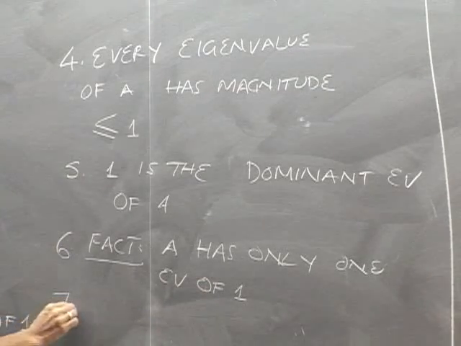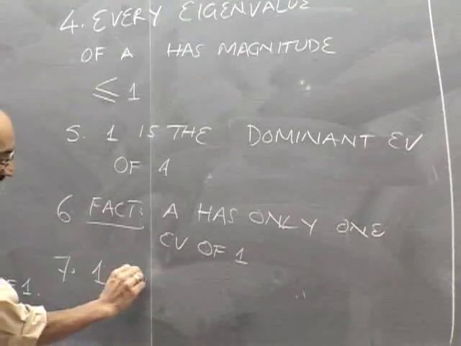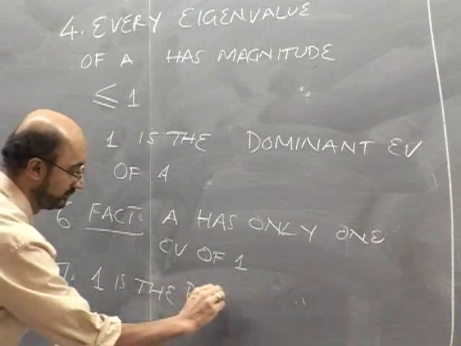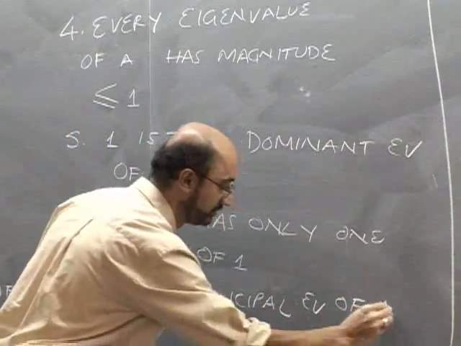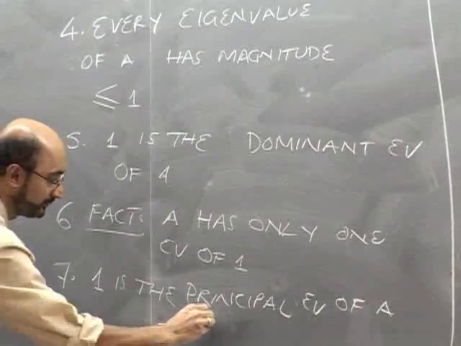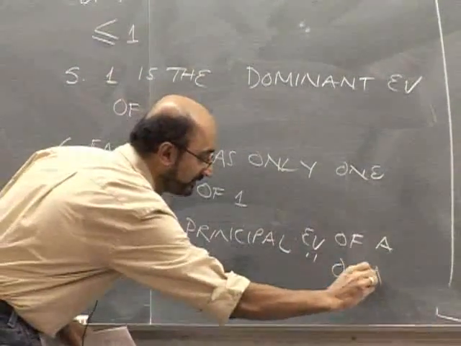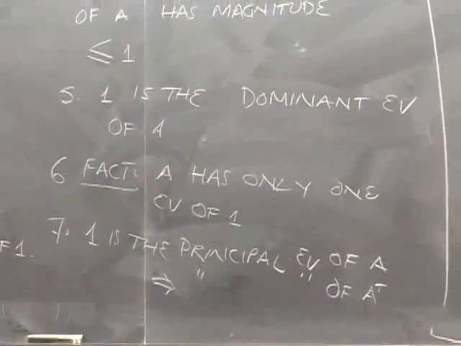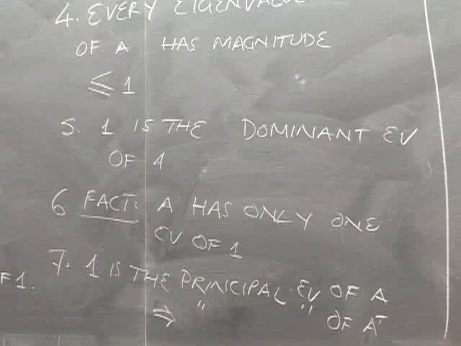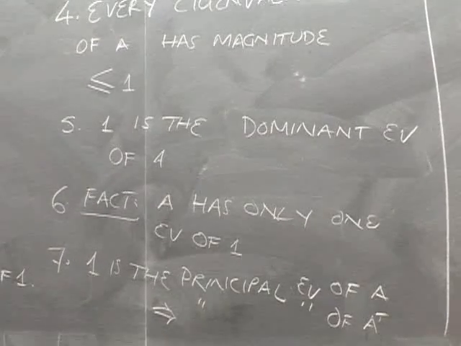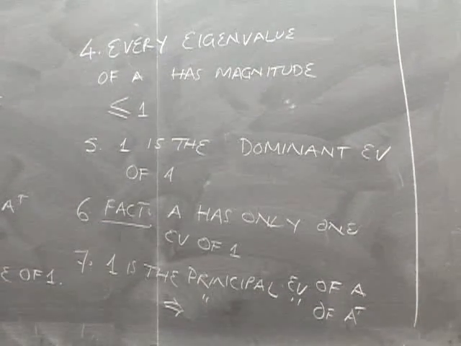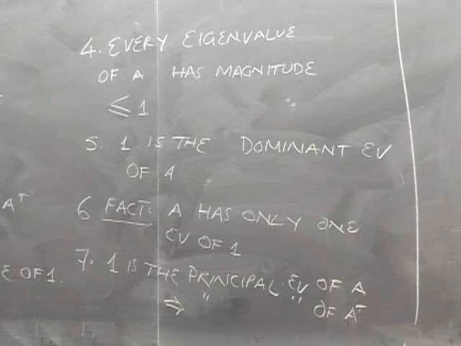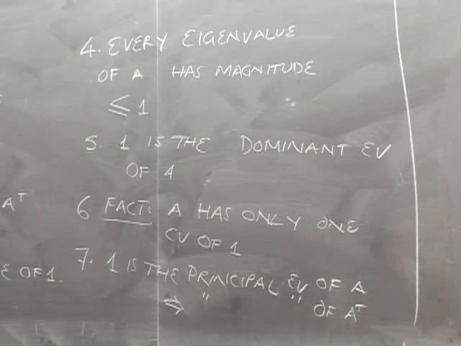And so this means that 1 is the principal eigenvalue of A, which implies it's a principal eigenvalue of A transpose as well, because the matrix and its transpose have the same eigenvalues. So all this is just proof that there is going to be a principal eigenvalue of A transpose, which is 1. Okay, good. So far, so good.